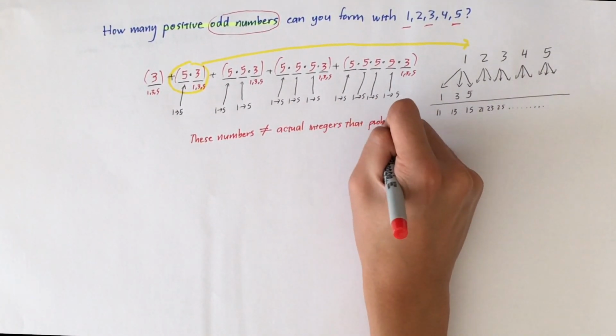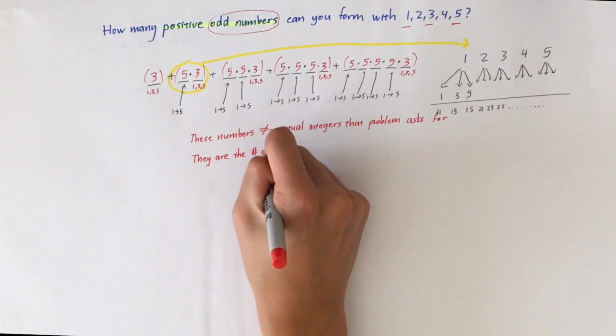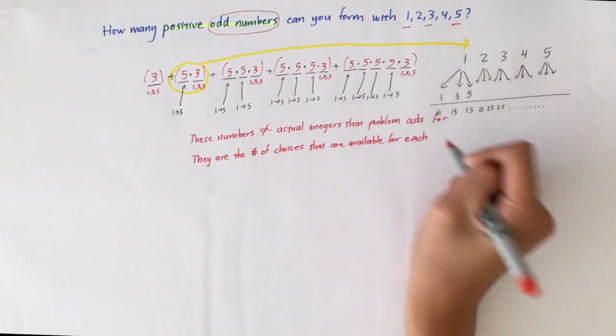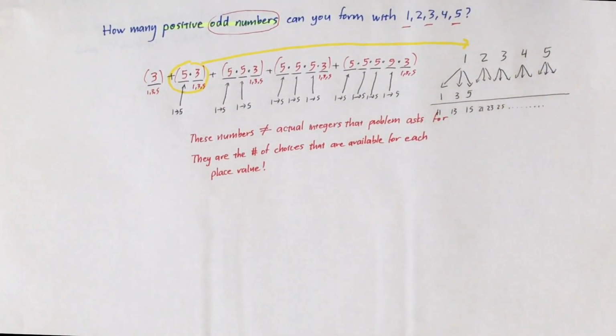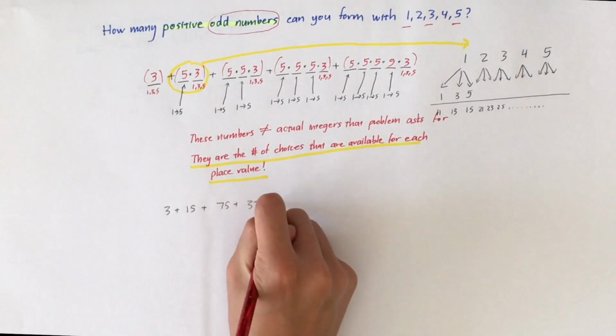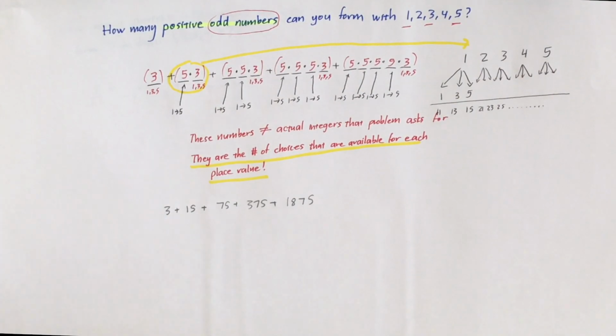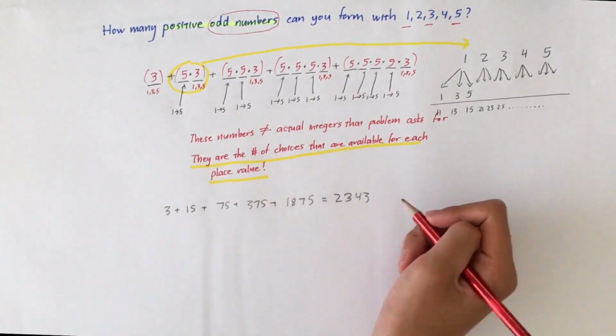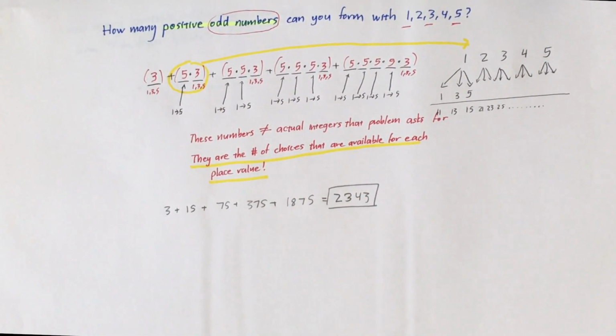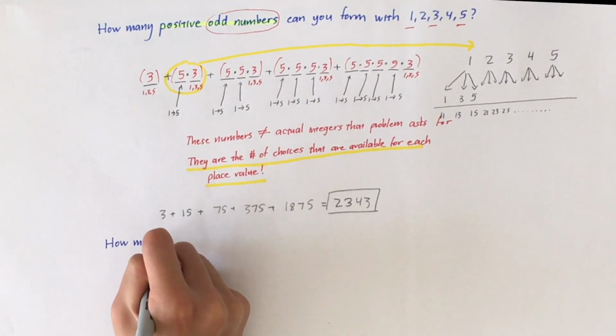So the numbers in the blanks are not the actual integers that the problem asks for. They are the number of choices that are available for each place value. So for example, for that tens problem, there would be 5 choices available for the tens place and 3 choices available for the ones place. Anyways, when you add up all the possibilities, you end up with 2,343 possible numbers.